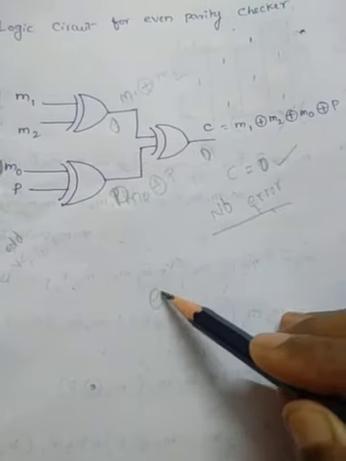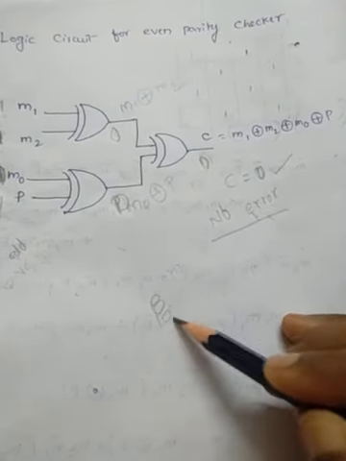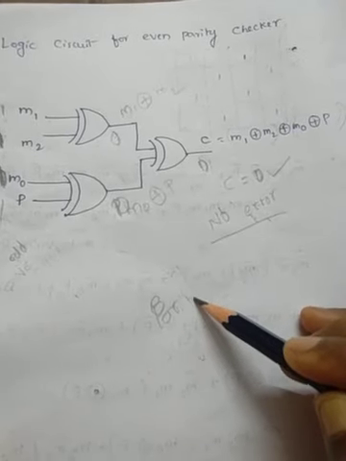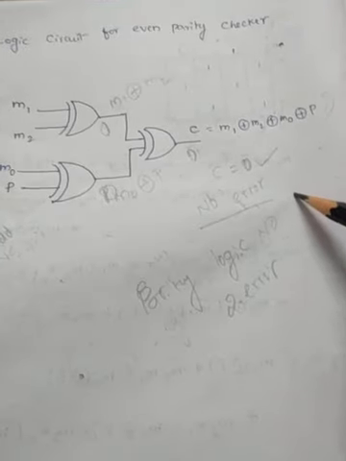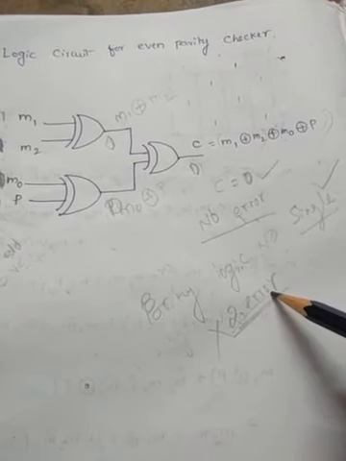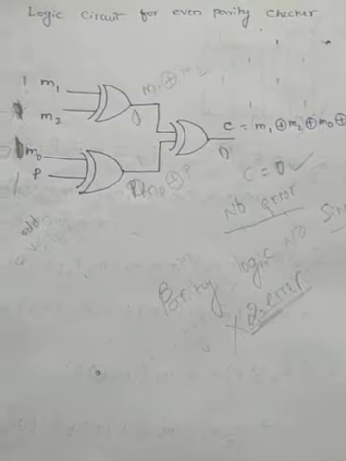So even parity, or any parity logic, is not suitable for detecting two errors. It can detect only a single error. It cannot detect two errors. This is about the parity generator and parity checker.